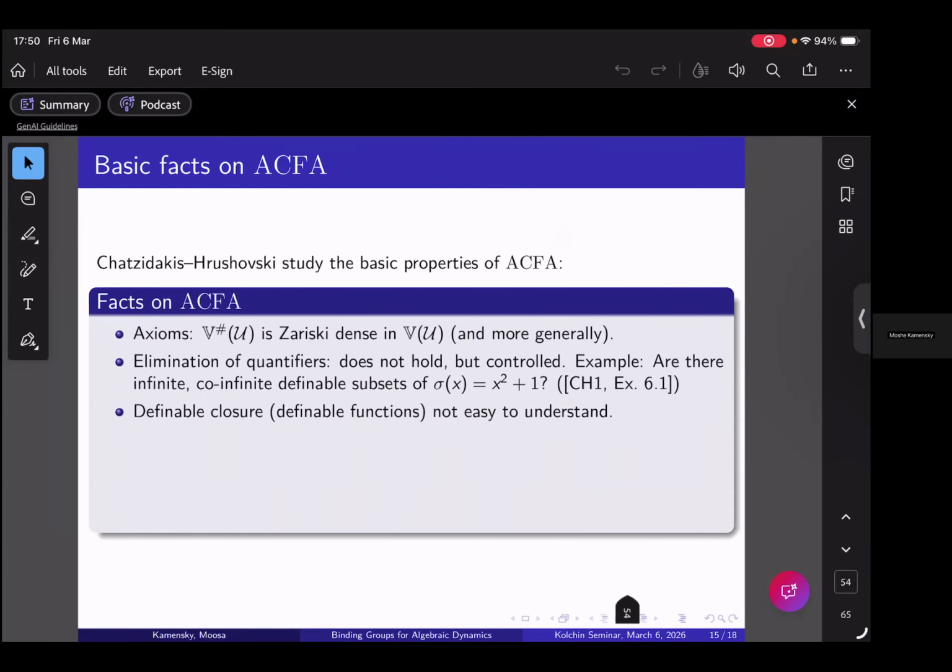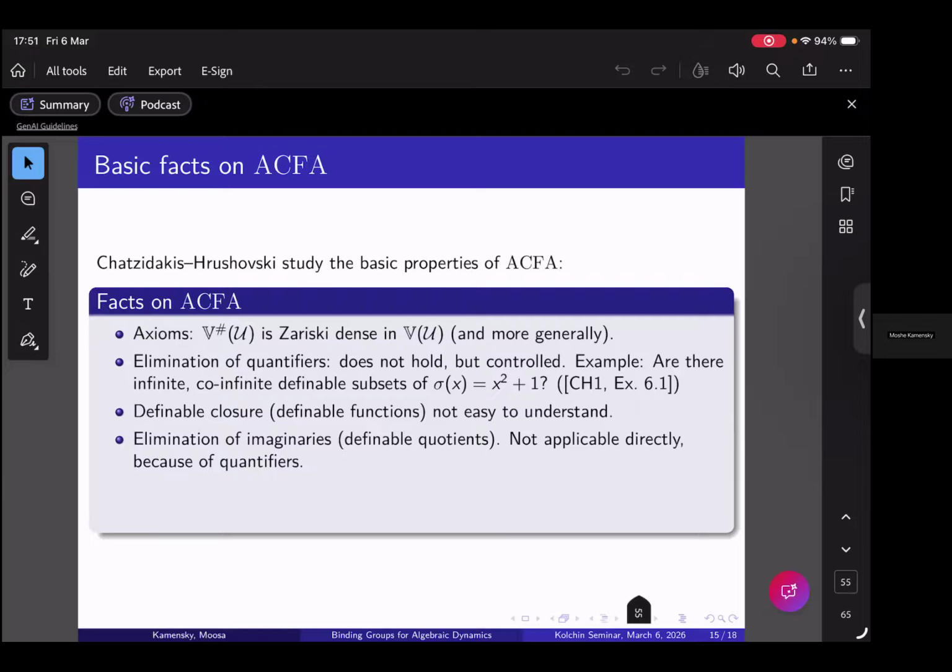Also something that complicates matters: the definable functions are quite far from being just rational functions. So every rational function is definable, but there are also more complicated definable functions, and this complicates matters. Elimination of imaginaries means that there are definable quotients, which is in principle good news, but because there's no elimination of quantifiers, from our point of view, this is not directly helpful.